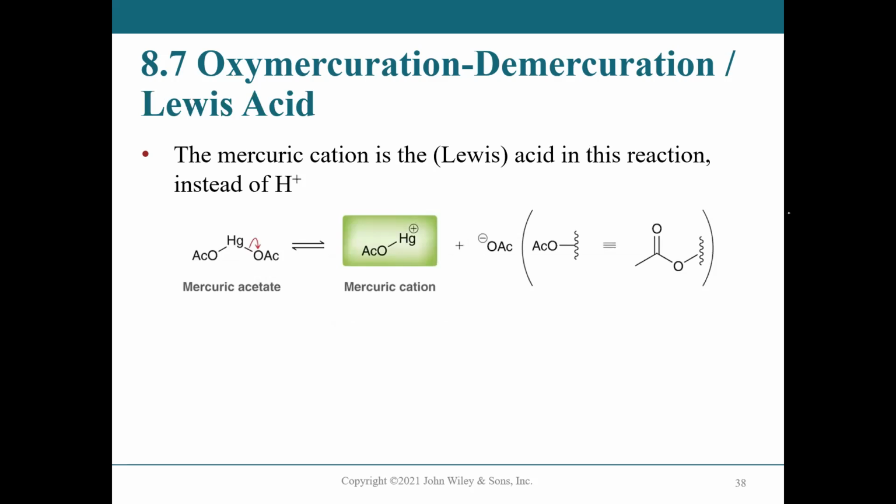So the mercuric cation is the Lewis acid in this reaction. What is a Lewis acid? We have to think about that, and that's going to be your electron acceptor.